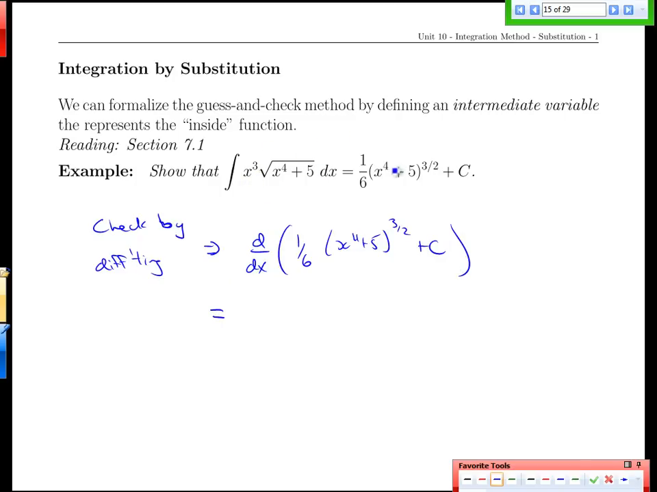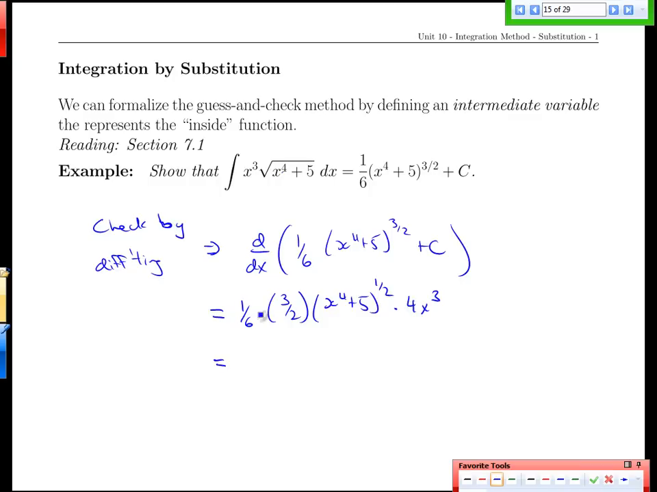If this is the antiderivative of x cubed square root of stuff, then this should be the derivative of 1/6 everything to the 3/2. Okay, the derivative is straightforward. We take the 3/2 down front. We get (x to the 4 plus 5) to the 1/2. The derivative of the constant by itself is 0. Oh, wait, we still have the chain rule. We're going to have 4x cubed multiplying out as well.